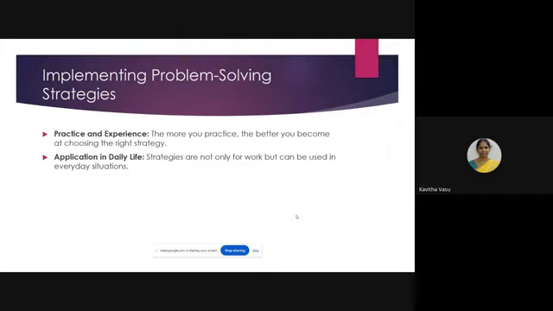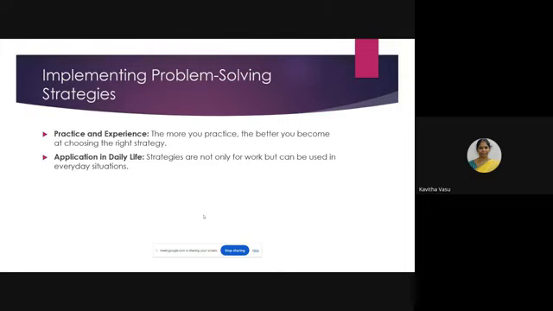Then, implementing problem solving strategies. The purpose of implementation emphasizes the importance of practice in mastering problem solving strategies. One is practice and experience, and application in daily life. Practice and experience means regularly applying these strategies in various contexts helps refine your ability to choose the most effective one. It's like a trial and error method.